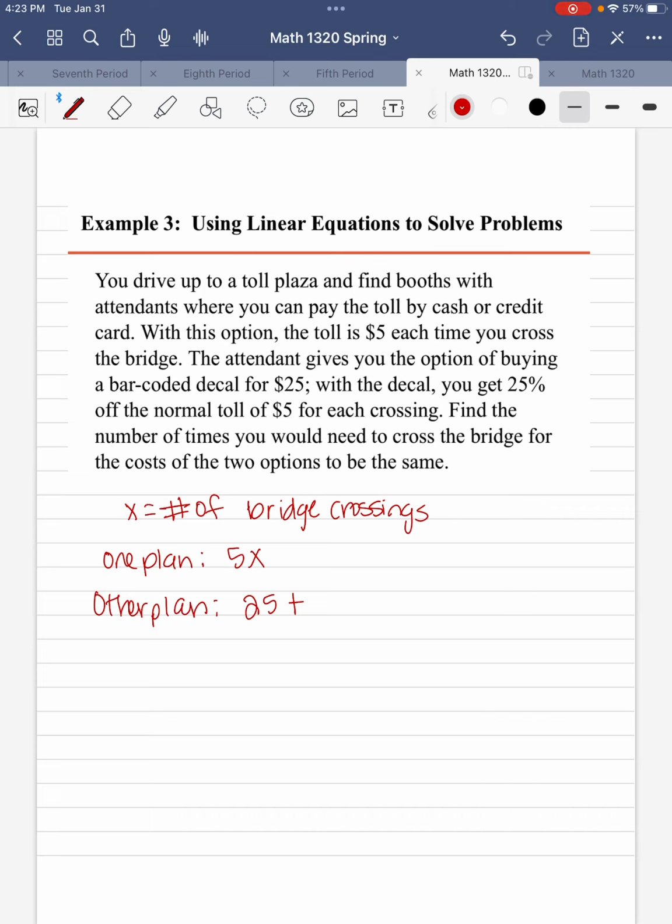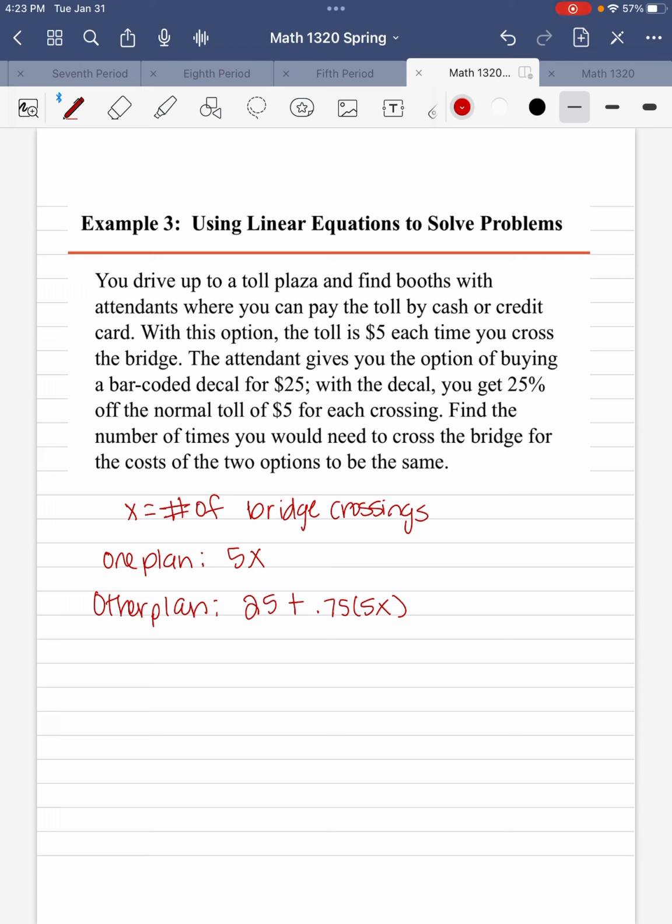If you get 25% off each time you're crossing, then that means you're only paying 75% of $5. So 0.75 of $5 per cross. So that's saying that you're getting that 25% discount. Okay, so we're going to multiply that 0.75 times, well, we'll do that in a minute.